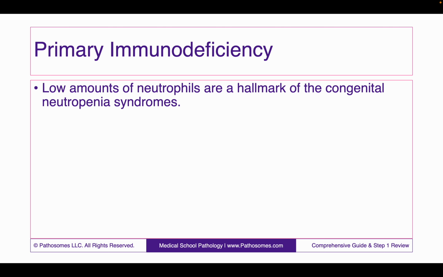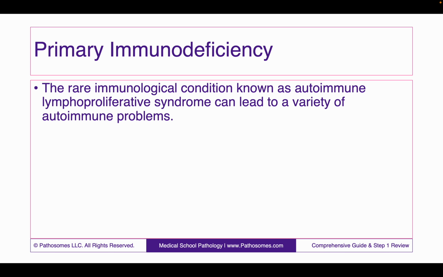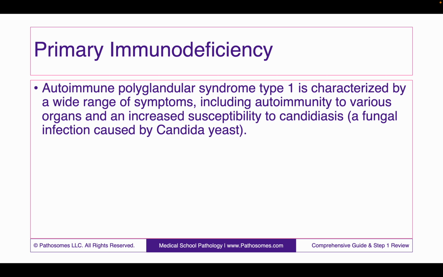Low amounts of neutrophils are a hallmark of the congenital neutropenia syndromes. The rare immunological condition known as autoimmune lymphoproliferative syndrome can lead to a variety of autoimmune problems. Autoimmune polyglandular syndrome type 1 is characterized by a wide range of symptoms, including autoimmunity to various organs and an increased susceptibility to candidiasis, which is a fungal infection caused by candida yeast.